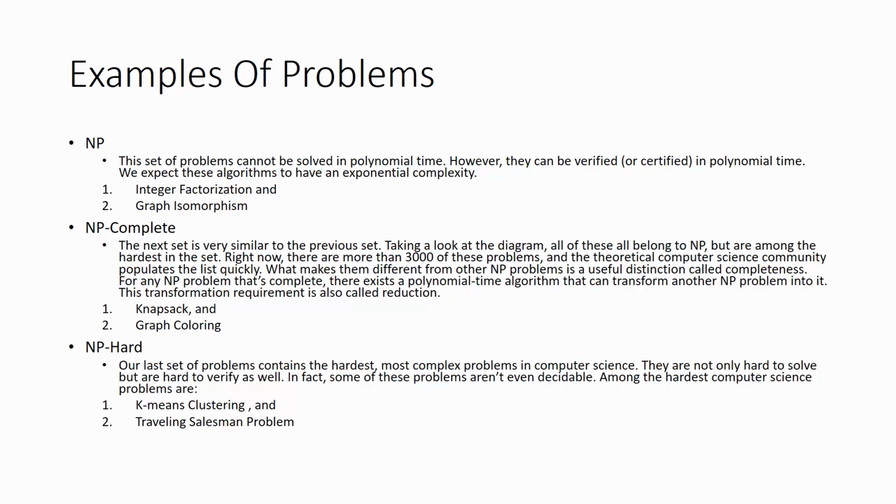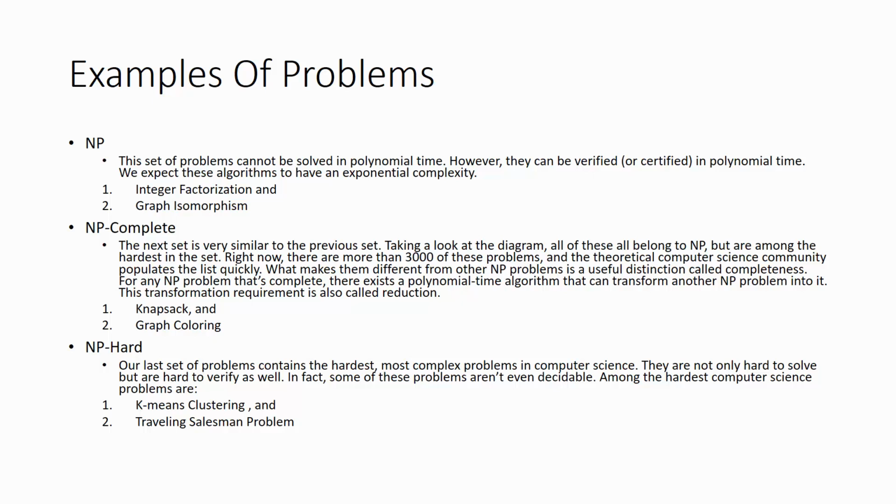Now, what are some examples of such problems? NP problems are basically problems which cannot be solved in polynomial time, which means they take exponential amount of time or more. However, they can be verified in polynomial time. If somebody gives you a solution, you can verify the solution in polynomial time. For example, integer factorization. If you want to factorize 15 into 3 and 5, it might be very difficult to solve. But if somebody gives you 3 and 5, you can multiply them together and get 15. So you can verify very easily in polynomial time that 3 and 5 are in fact the factors of 15.